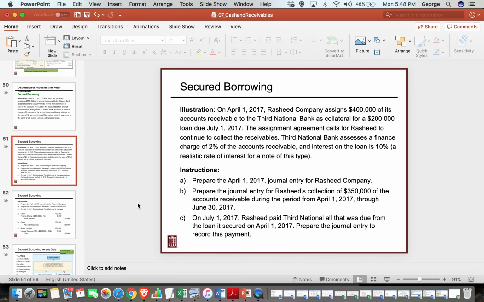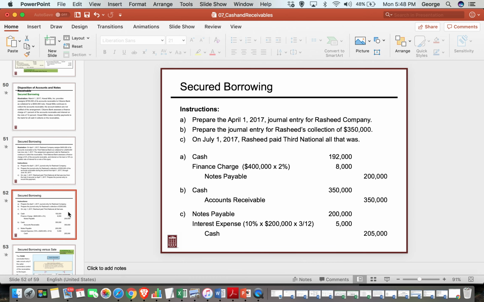Journal entry for Rashid and Company for the $200,000 note. So we debit cash for $192,000. There was a finance charge of 2%, so debit finance charge for $8,000, and then we credit notes payable for $200,000. All right. Then Rashid collected $350,000 of AR, so debit cash, credit AR.